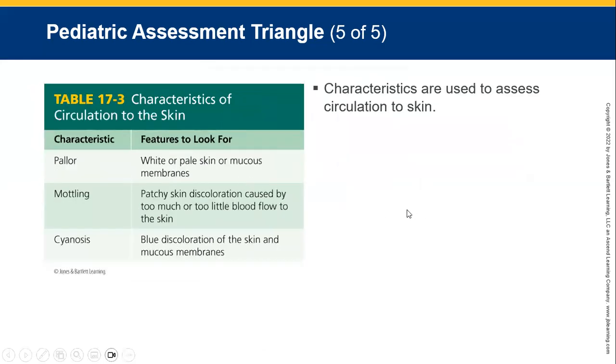Pallor, is the skin pale, the mucous membranes pale? Is there mottling, patchy discoloration caused by too much blood flow or too little blood flow? Cyanosis, blue discoloration of the skin and the mucous membranes, fingernails, lips, inside the eyelids.